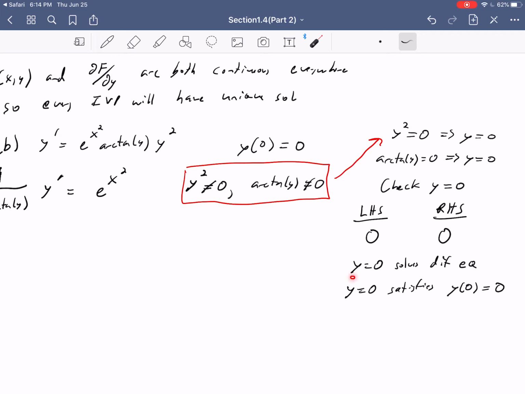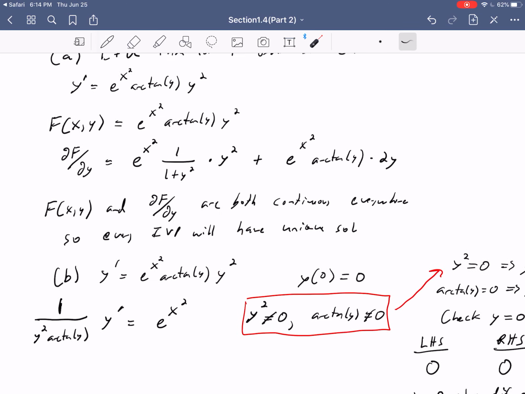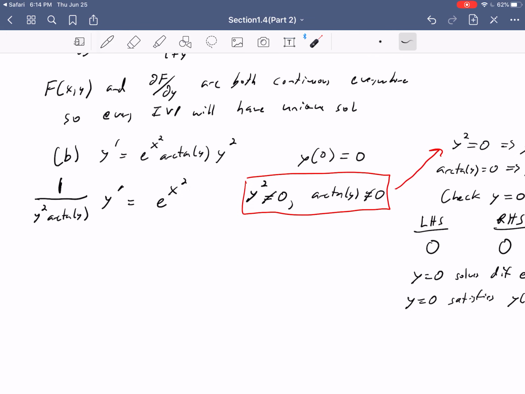But in this case, it does solve the differential equation. It does satisfy the initial condition. We know from our work up here that it has a unique solution, so that's got to be it. So the unique solution here is y equals 0.